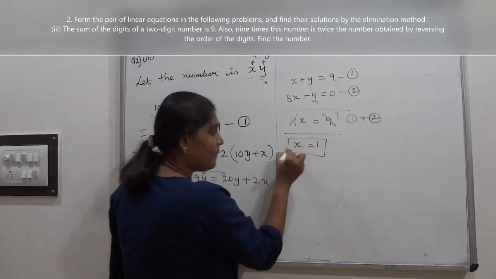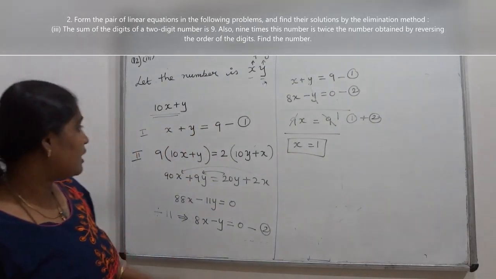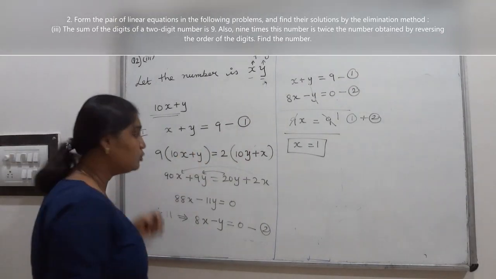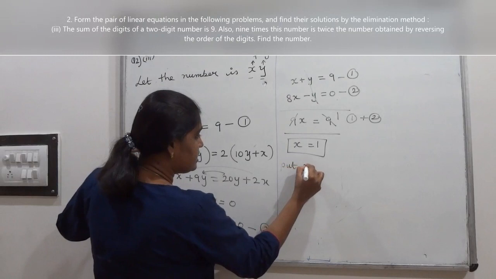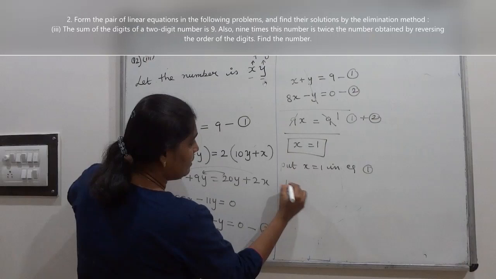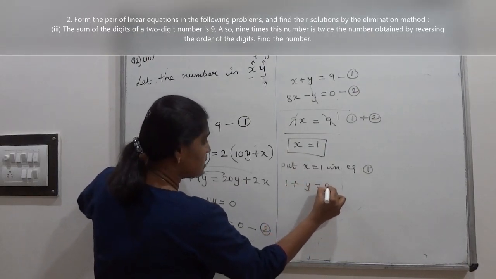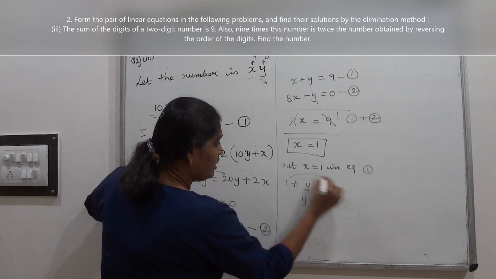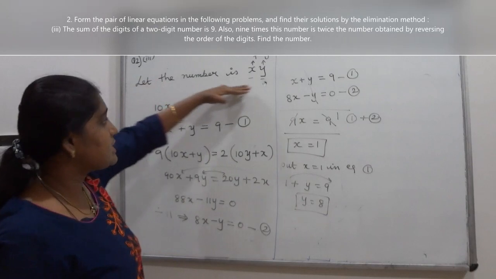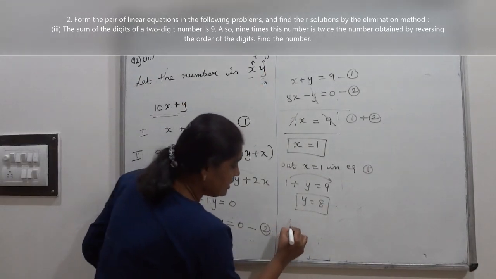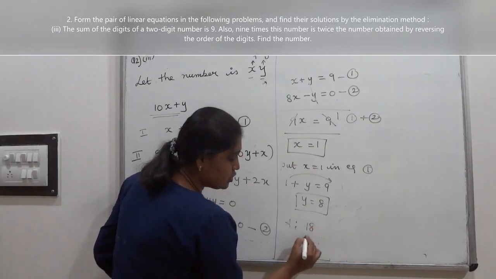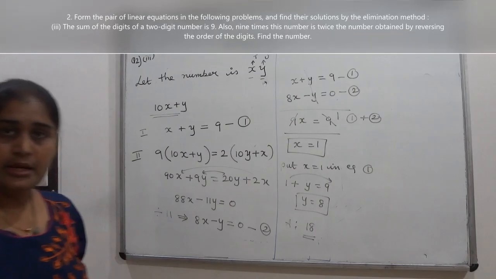1. After getting the x value, you can find the y value very simply by putting that x value in equation number 1 or 2. Put x equal to 1 in equation number 1. So I am keeping 1 in the x place, y equals 9. So y equals 8. So y equal to 8, x equal to 1. So what you have taken as a number? xy. So in the x place I keep 1, in the y place I keep 8. So your required number is 18.